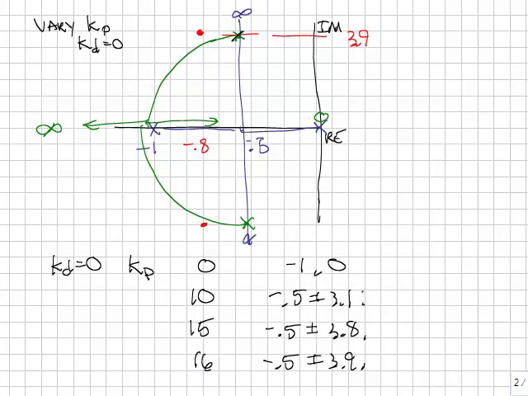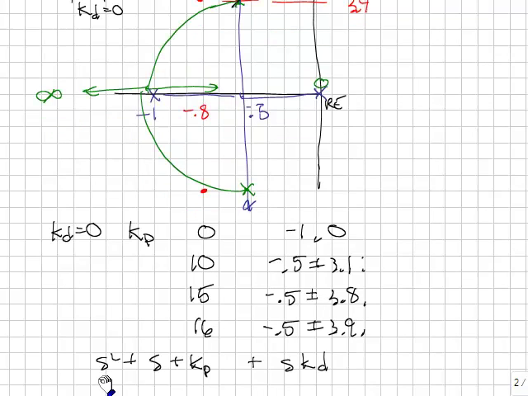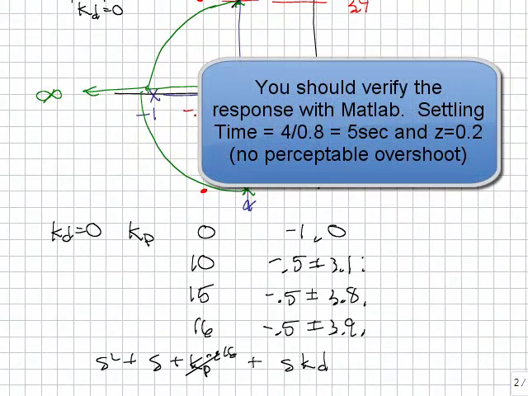Now the system looks like this, where kp is 16. I know that those roots put me here. And now I vary kd, and that'll take me along the green line. I don't need to vary it very much. I'm just going to start trying small values of kd and a little trial and error here, and I can end up with kd equal to 0.6.